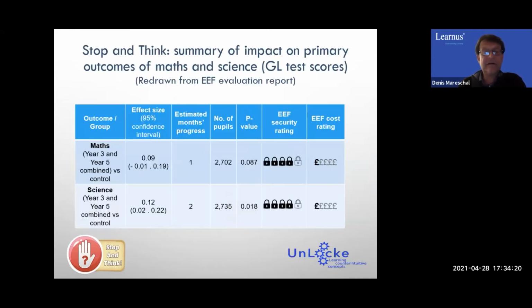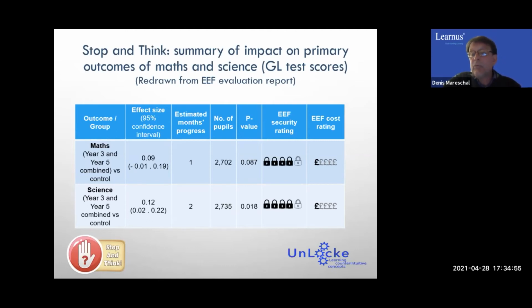Next slide. So here's the executive summary, the overall summary of what happened in the intervention. This is a typical results table from the Education Endowment Foundation. Here, what we're doing is measuring the impact of the intervention on primary year 3 and year 5 children's performance on a standardized math and science test. This is a typical table that you will find in the Education Endowment Foundation. Let me talk you through it. First of all, let's look at the column that says EEF security ratings.